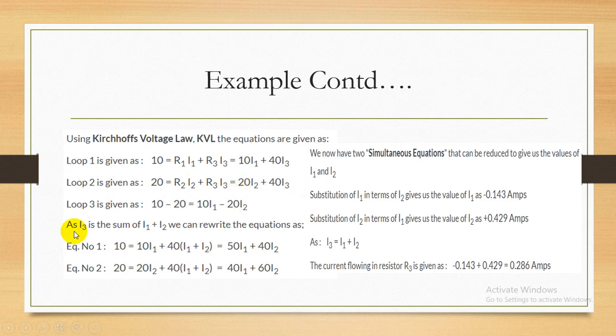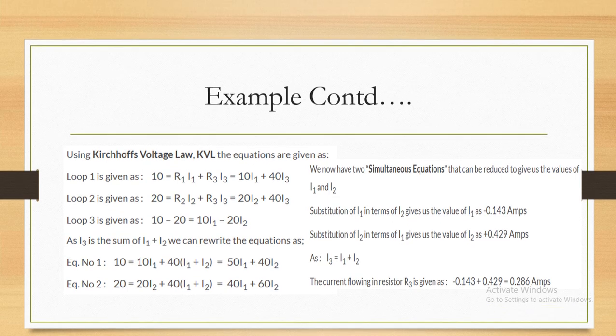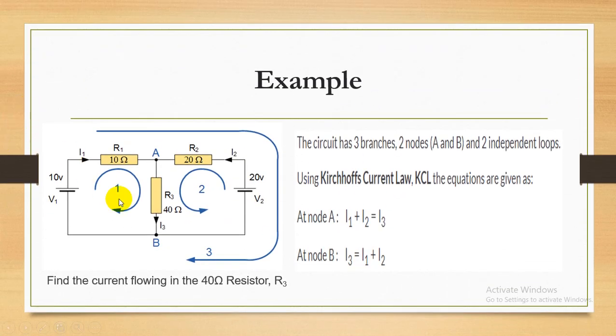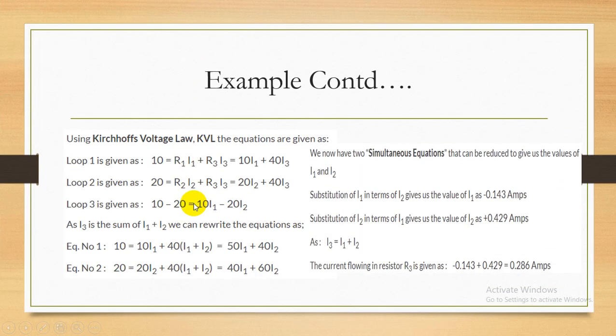The big loop, the common loop, is loop 3. When you apply KVL to this loop, we get an equation like this: 10 volt minus 20 volt is equal to 10 I1 minus 20 I2.